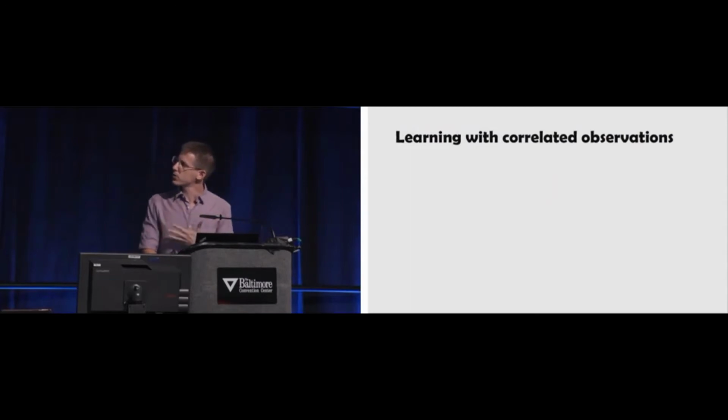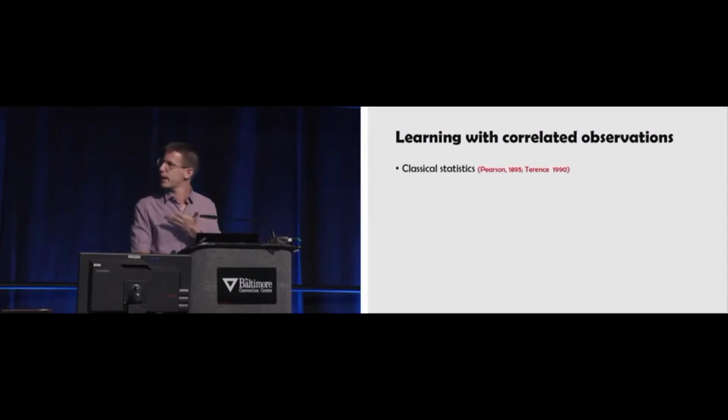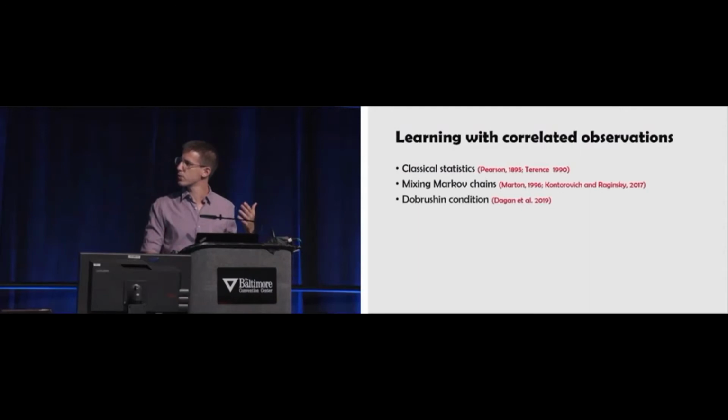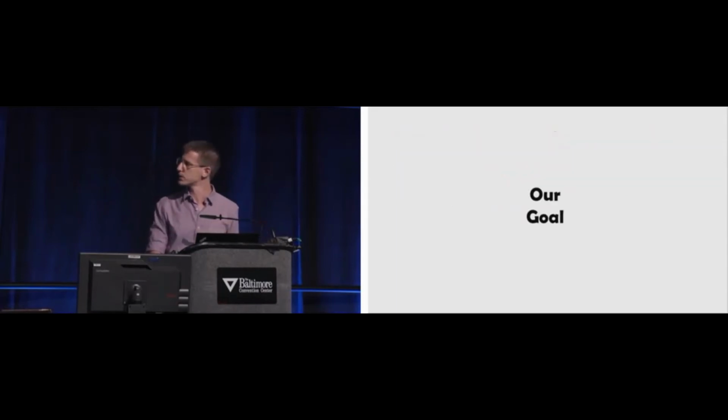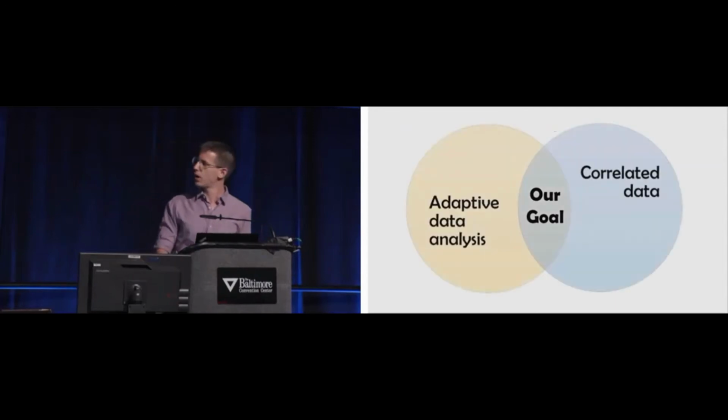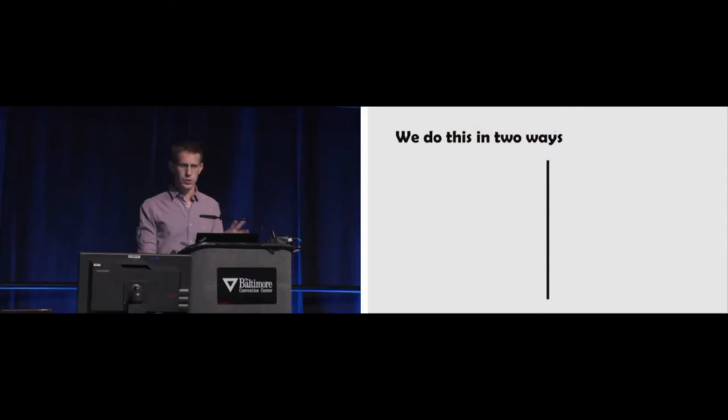The problem of learning from correlated observations is old and dates back to Pearson in the late 19th century. And in computer science, we saw through the years various types of correlation studied, such as the Dobrushin condition and more famously the Markov chain criterion, which were fruitful for modeling a wide range of natural problems. So our goal at this point is to embark on a systematic study of adaptive data analysis when dealing with correlated data. We do so in two ways.